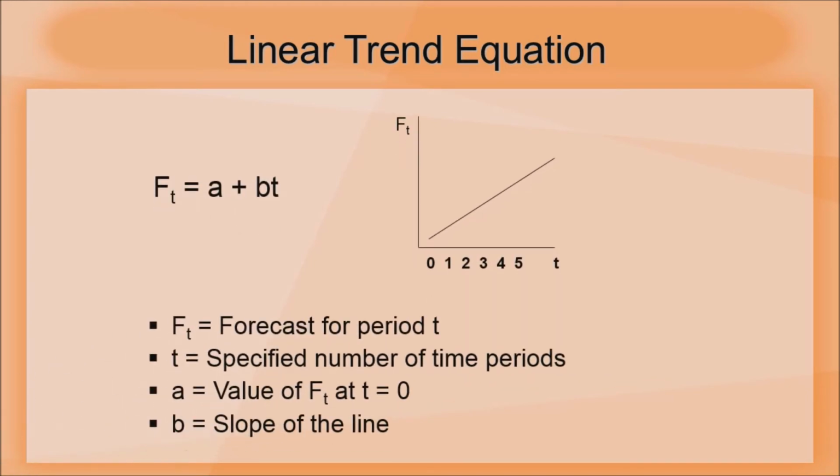Ft equals a plus bt, where Ft equals forecast for period t, t equals specified number of time periods, a equals value of Ft at t equals 0, and b equals slope of the line.